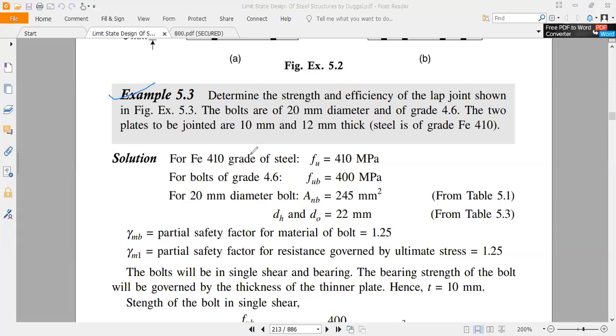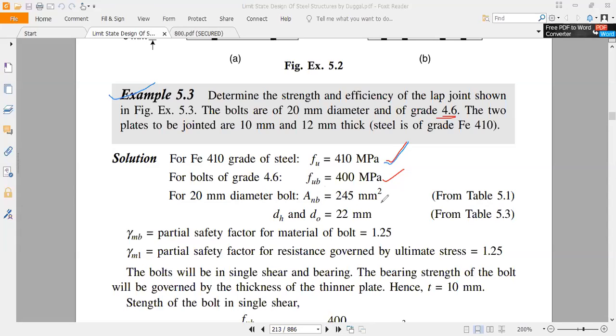So let us start. Fe410 grade of steel, that means Fu of the material is 410. Then 4.6 grade of bolt, so that means ultimate stress is 400 MPa for the bolt, and yield stress, if you require, is 240 MPa. Now 20 millimeter diameter bolt.